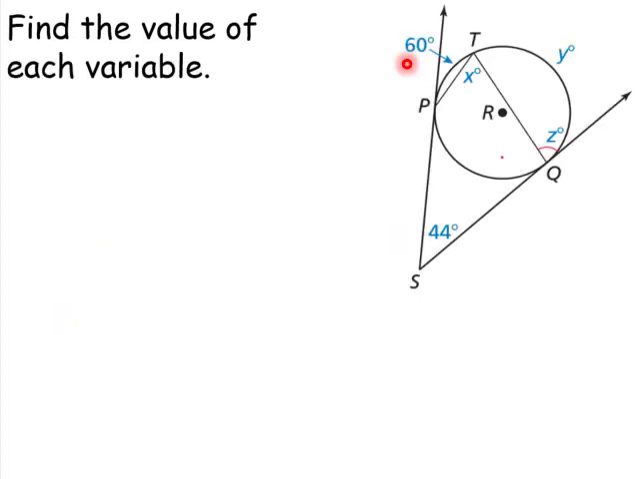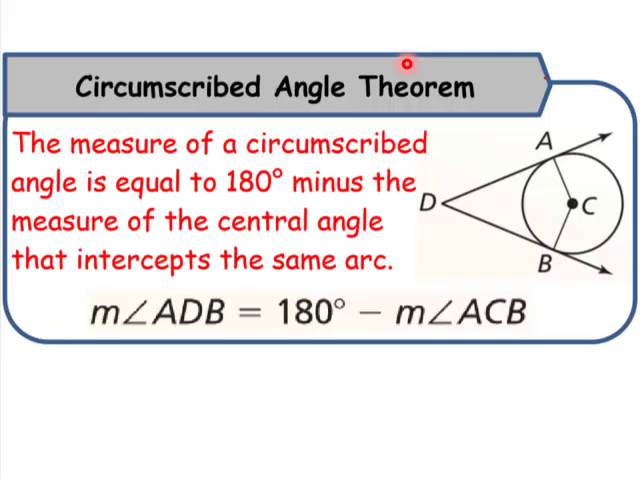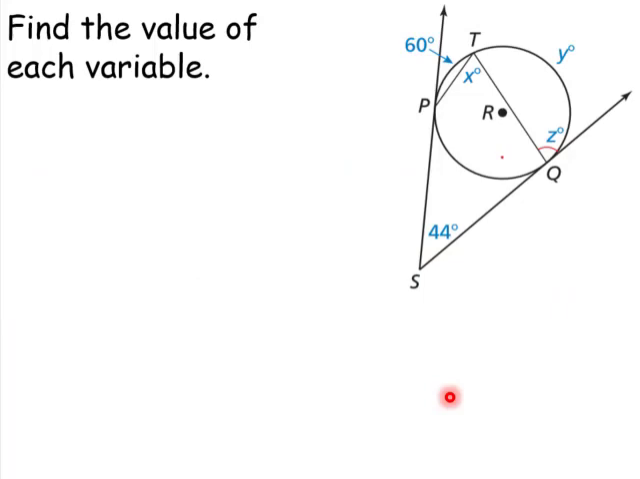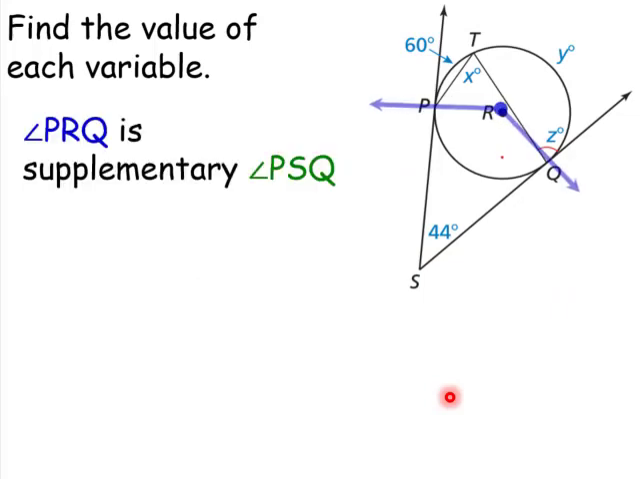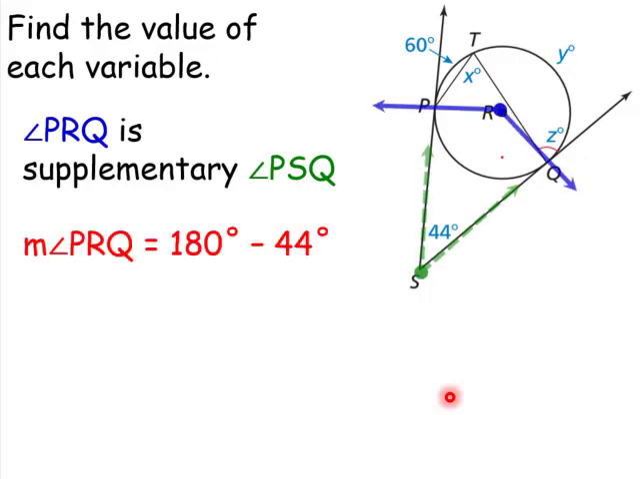Find the value of each variable. First, we're going to use the circumscribed angle theorem that states that the measure of a circumscribed angle is equal to 180 minus the measure of the central angle that intercepts the same arc, which means that they are supplementary. So these two angles are supplementary. Angle PRQ is supplementary to angle PSQ. Therefore, the measure of angle PRQ is equal to 180 minus 44, which is equal to 136.